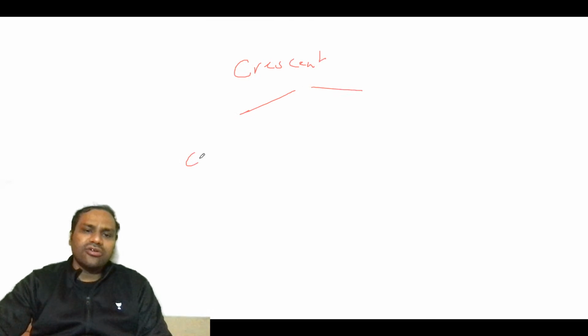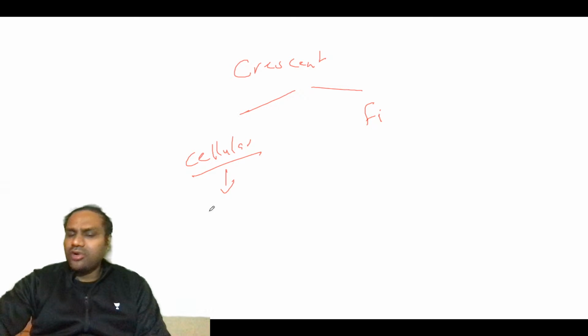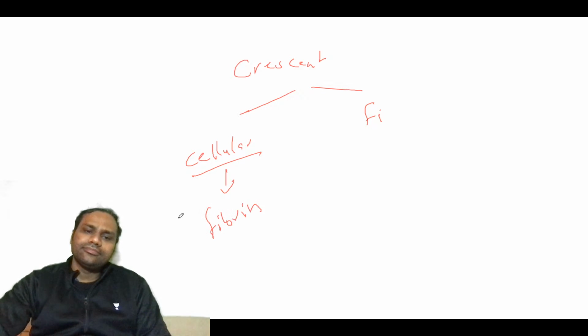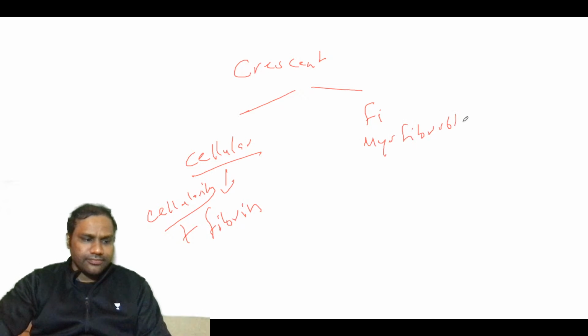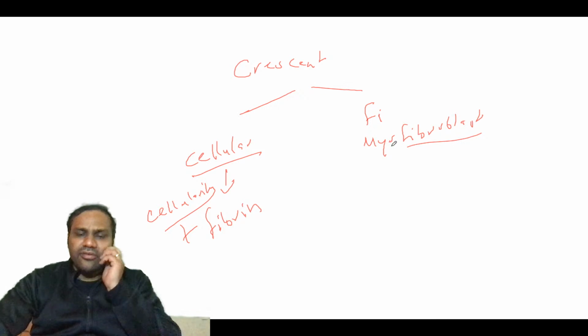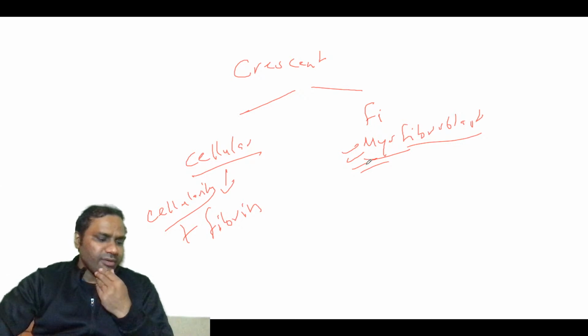So they can be cellular crescent, or there can be fibrillary crescent. Cellular crescent, the fibroblastic or cellular crescent, is basically where you have a high amount of cellularity, like monocytes, neutrophils and all, plus fibrin. Here you have myofibroblasts in high amount. So these are basically fibrillar or fibroblastic.